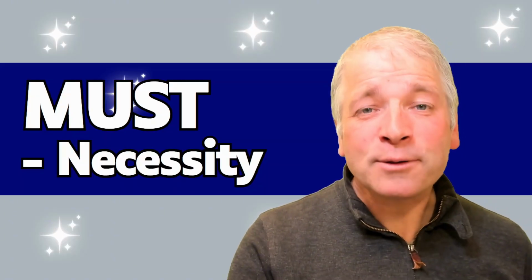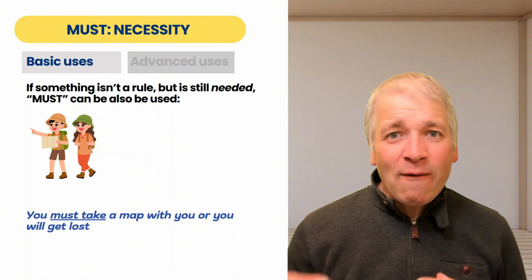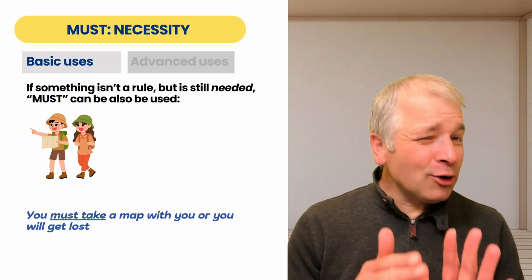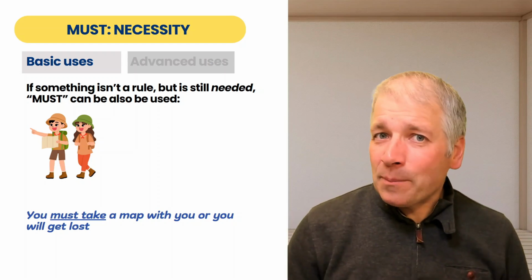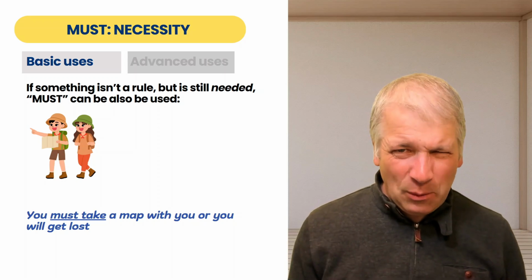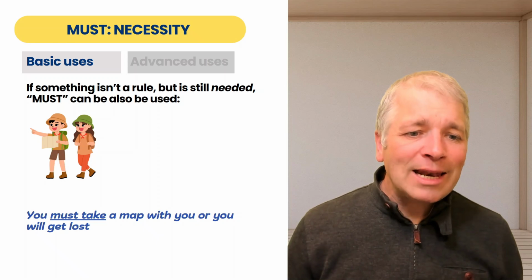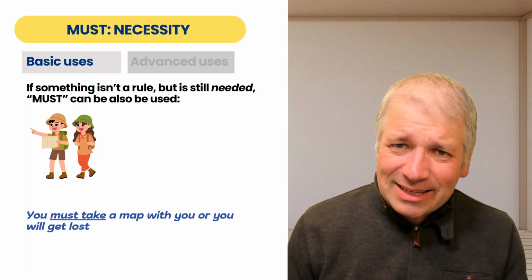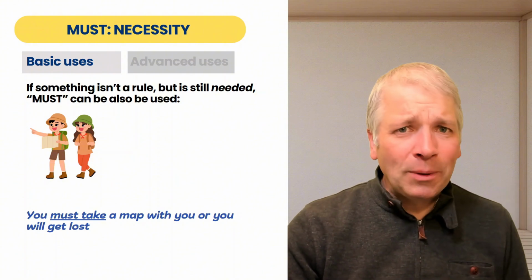And now must for necessity. Now, when it comes to necessity, it's very close to obligation, but a slight difference. So if something isn't a rule, but is still needed, must can also be used for this. Look at the example. I think it will help you. You must take a map with you, or you will get lost. So there's no rule to take a map, but the map is needed, and therefore we use must to indicate the need, not the obligation.